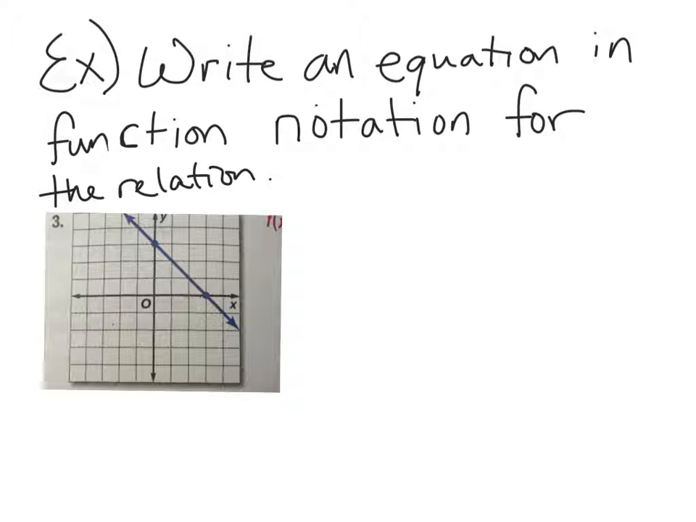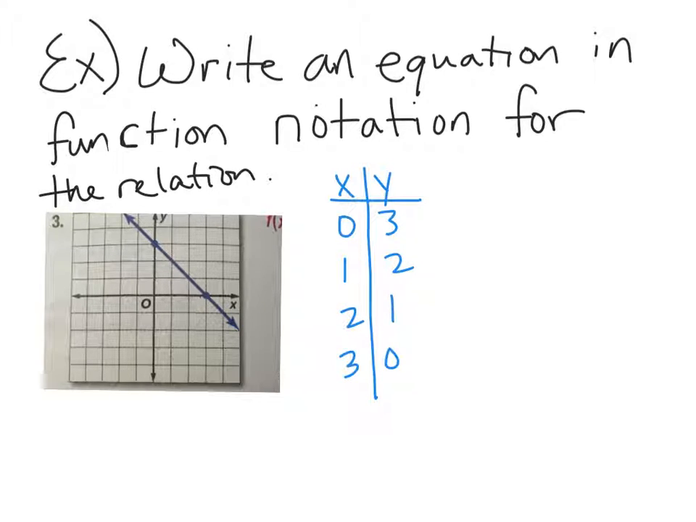Alright, here's another example. This one's from section 6. It says write an equation for the function in function notation for the relation. So there's a couple ways we can do this. If you remember, we talked about on Tuesday we can make a table for the values which are in the graph. In this case, I know 0, 3 is definitely a point. If you look closer, it's 1, 2, 2, 1, and 3, 0.